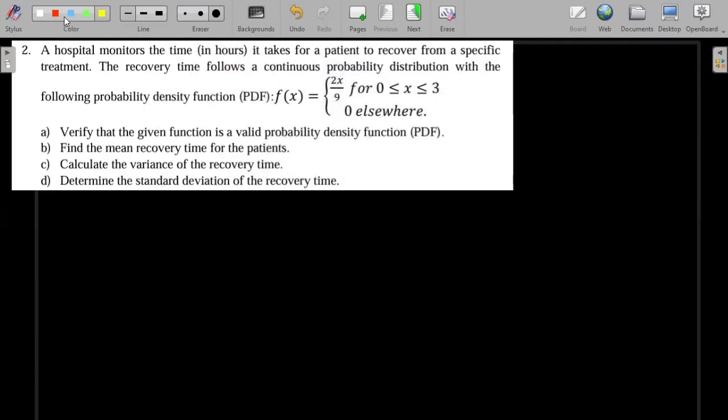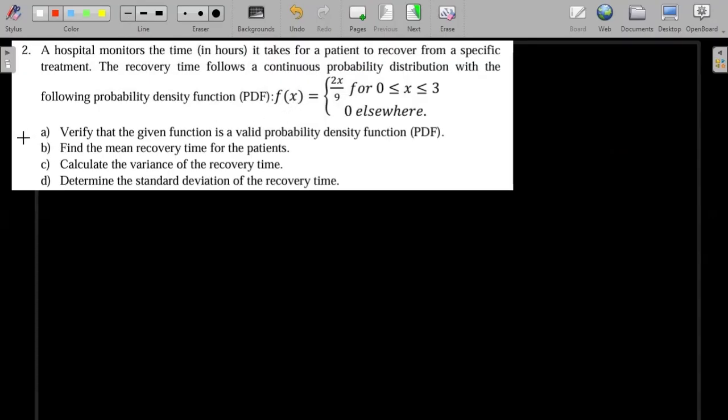Right, so let's look at this question here. They're saying a hospital monitors the time in hours it takes for a patient to recover from a specific treatment. The recovery time follows a continuous probability distribution with the following PDF. This is the PDF that they have given us, in terms of an interval.